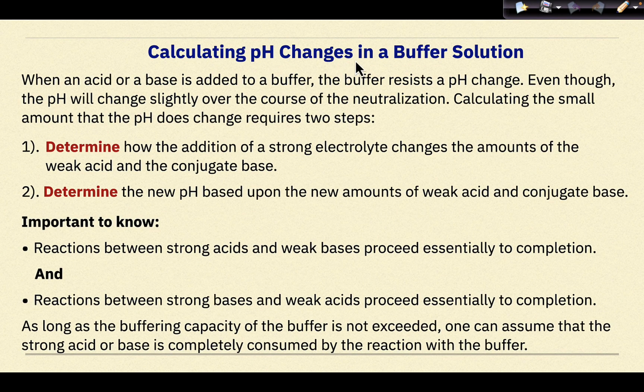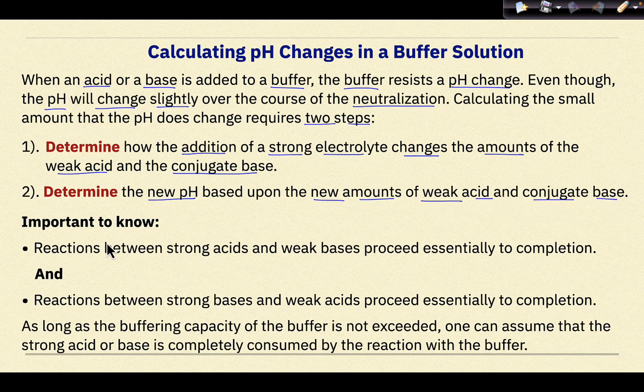Calculating pH changes in a buffer solution. When an acid or a base is added to a buffer, the buffer resists a pH change, even though the pH will change slightly over the course of the neutralization. Calculating the small amount that the pH does change requires two steps. First, we need to determine how the addition of a strong electrolyte changes the amounts of the weak acid and the conjugate base. Then we have to determine the new pH based upon the new amounts of weak acid and conjugate base.